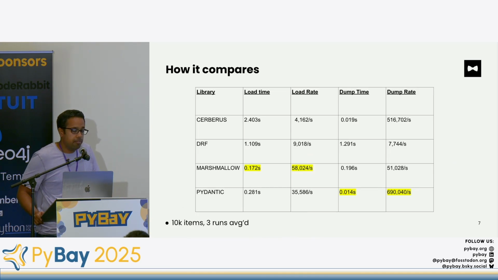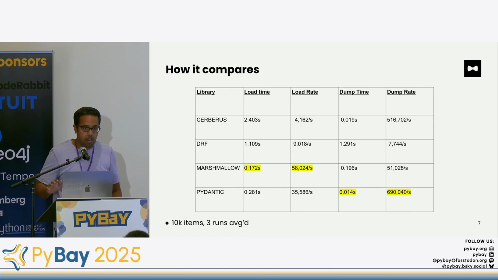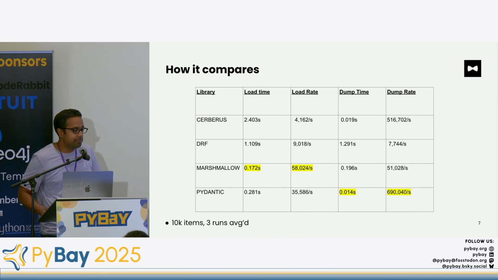I whipped up a very simple benchmark to compare how it does with its other competitors. And this is what I saw. Seems Marshmallow wins the race with loading data in, and Pydantic wins with taking data out. This is for 10,000 items, and the runs were done on my little MacBook Air.